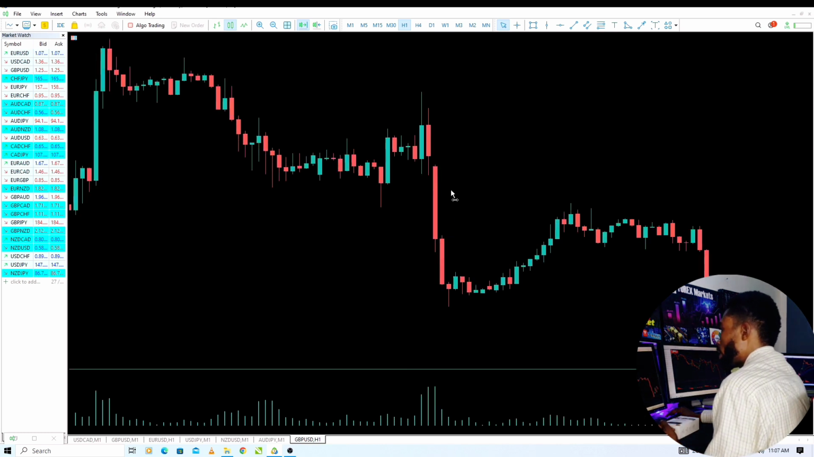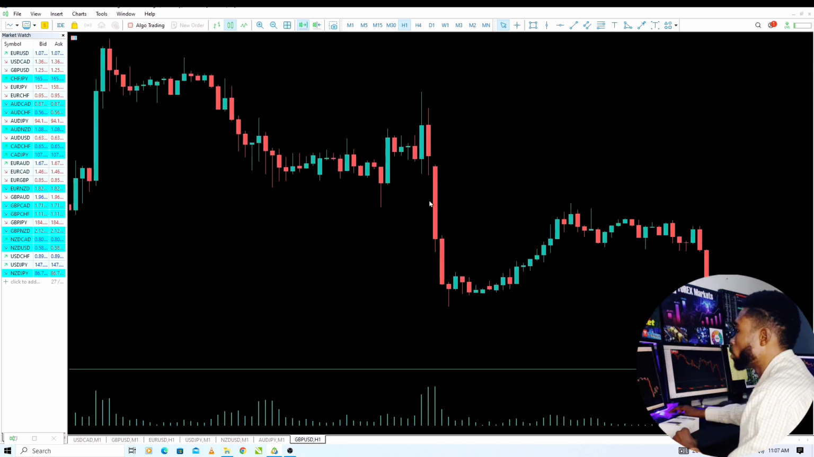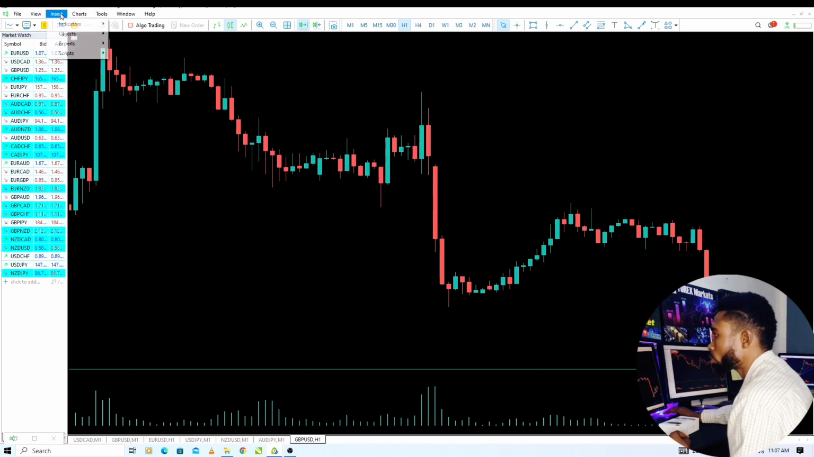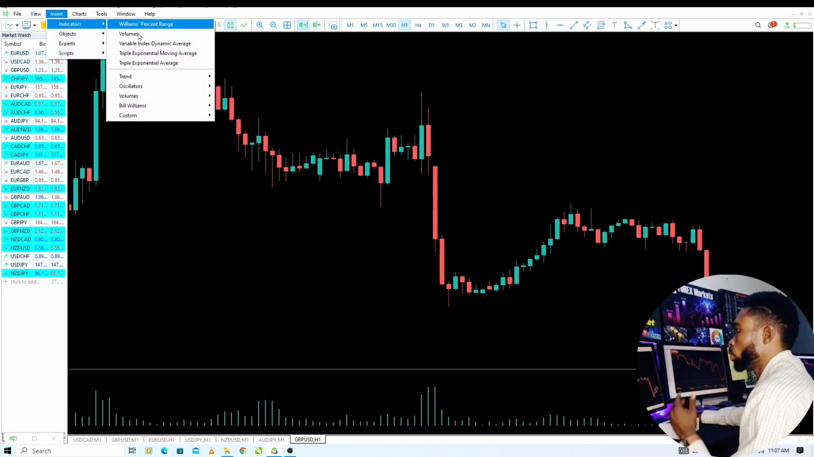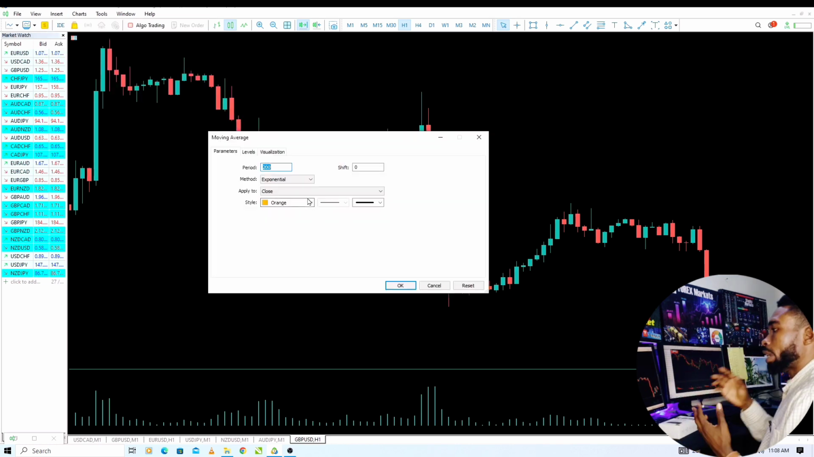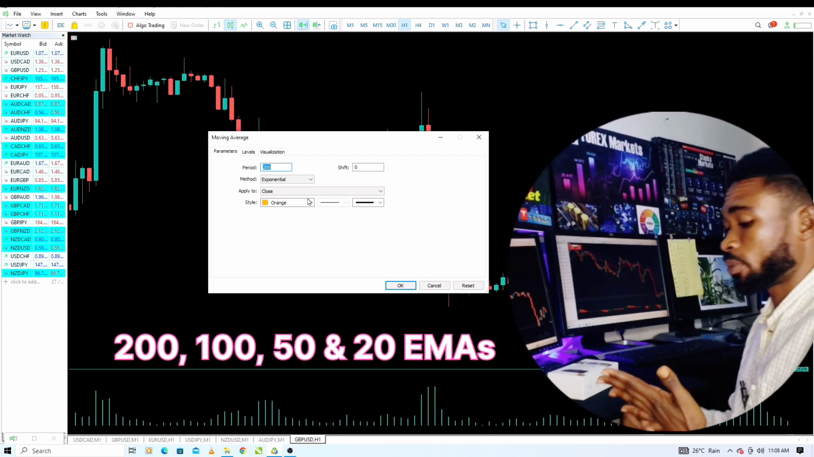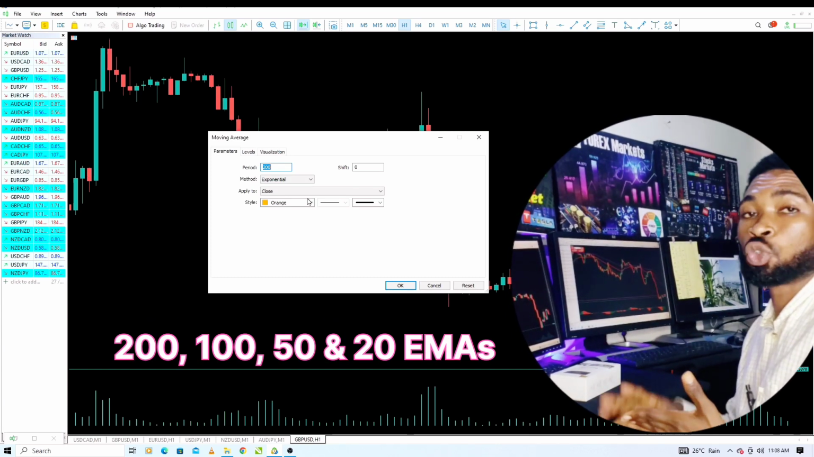So now that you have your chart, we insert our moving averages. We go to insert, then indicators, then trend, and select moving averages. So which moving averages are you going to insert? You are going to insert the 20 moving average, the 50 moving average, and the 100 moving average. You can also add the 200 moving average.